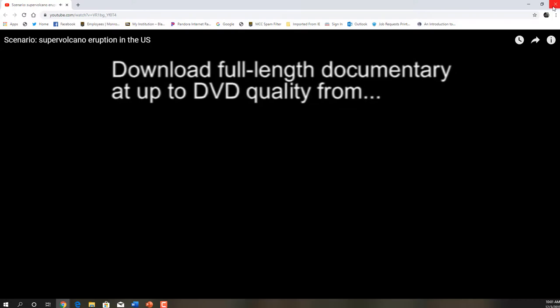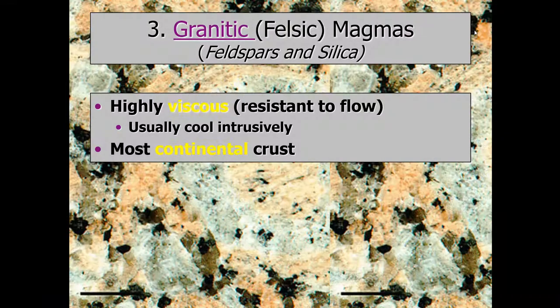So that's maybe not the cheeriest video, but I'd like to remind you that's a super extreme example of a granitic or a felsic eruption, and it's also incredibly unlikely. So we're going to talk a little bit more about how the composition of magmas can change and how they originate in the future very shortly.